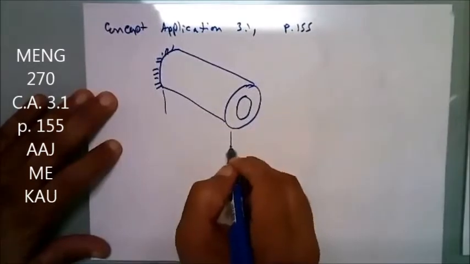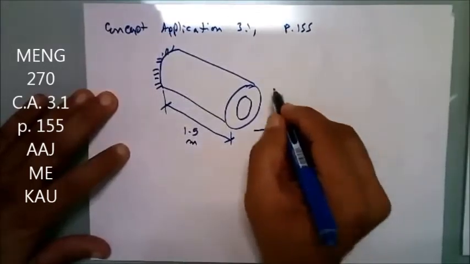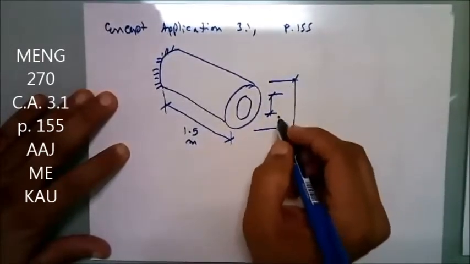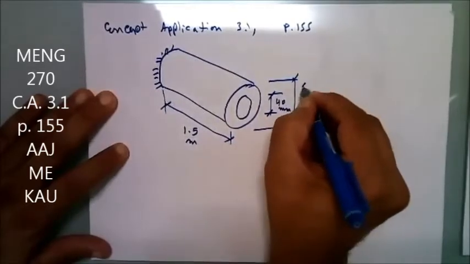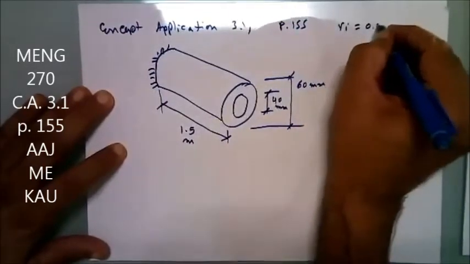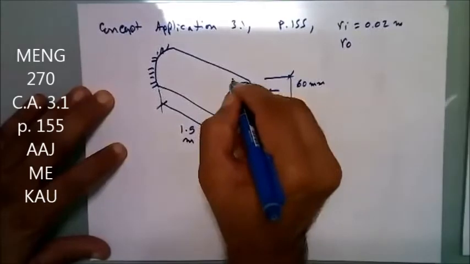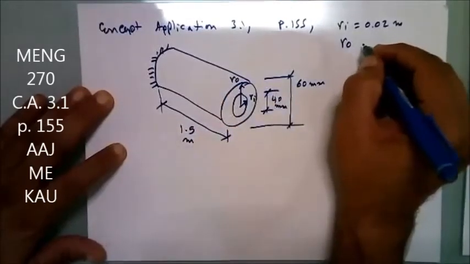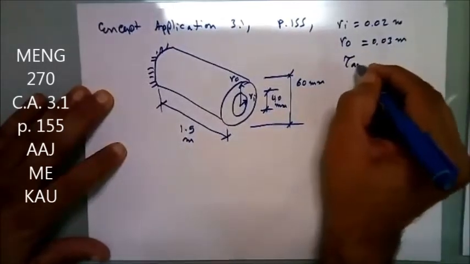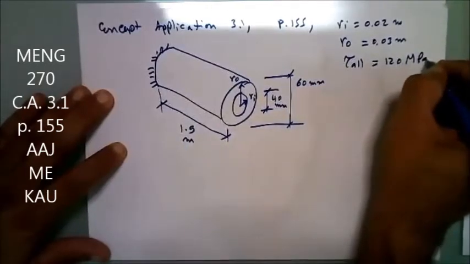The length of this hollow shaft is 1.5 meter. The outer and the inner diameters: the inner is 40 millimeter, the outer is 60 millimeter. So Ri is simply 0.02 meter, and R out is simply 0.03 meter. The allowable, this means the maximum allowable shear, is 120 megapascal.